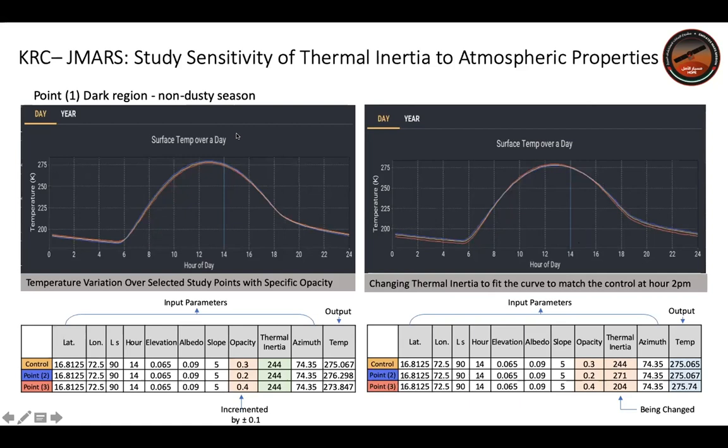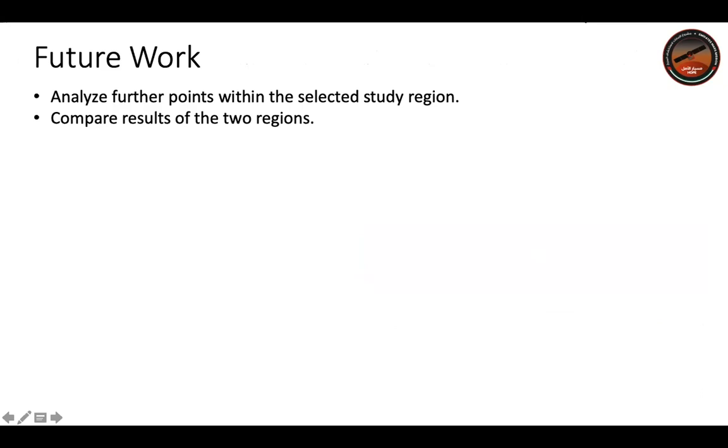Similarly, I'm doing the same for the non-dusty region. In this case, I'm only specifying the LSBS as 90, because LSBS 90 does not have dust. Then I change the thermal inertia similarly and fit the temperature to the 2 p.m. value. So that was my presentation for my project.